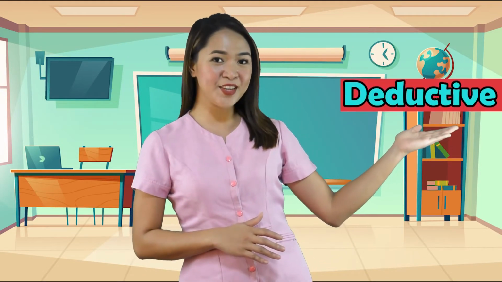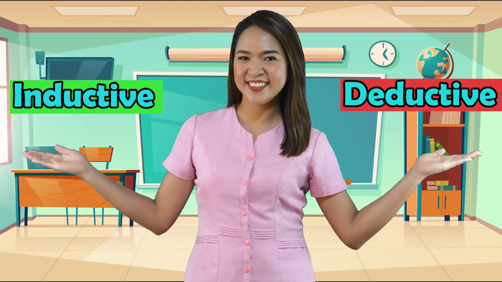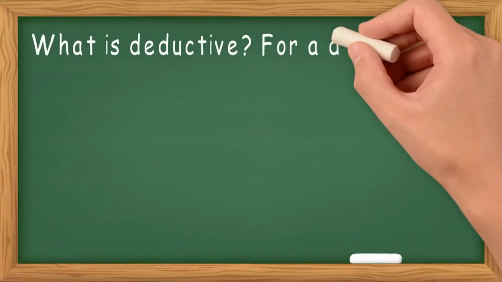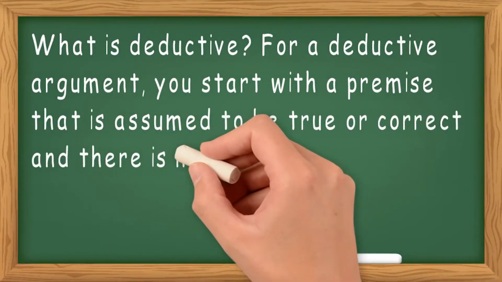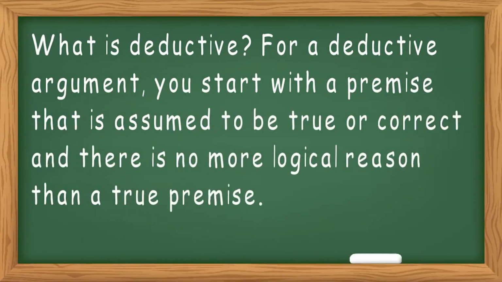There are two types of arguments, namely deductive and inductive. What is deductive? For a deductive argument, you start with a premise that is assumed to be true or correct, and there is no more logical reason than a true premise. For example, you assume that God exists and He is kind, and then determine what would logically follow from such an assumption. Well, you can begin by assuming that if you think of it, then it must exist.